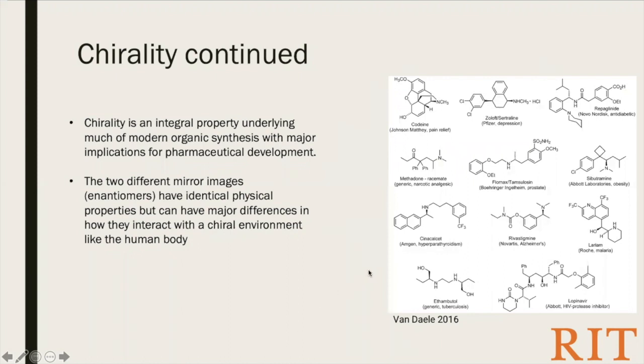So my question learning this was, if these two different enantiomers, or the two different mirror images of a compound, have the same exact physical properties, why do we care? It turns out that the two mirror images that are formed from a chiral center atom can have major implications towards the outcomes of that substance, especially in a chiral environment like the human body.